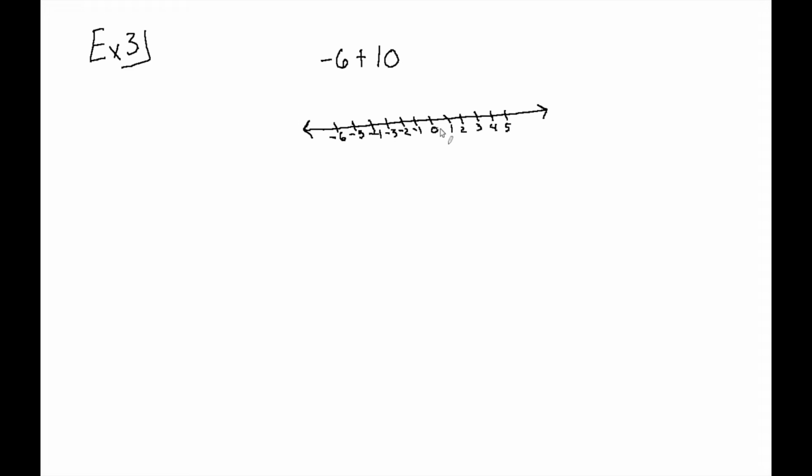So let's start at negative 6. We count up 10 places. 1, 2, 3, 4, 5, 6, 7, 8, 9, 10. We end up at 4. So negative 6 plus 10 would be 4.